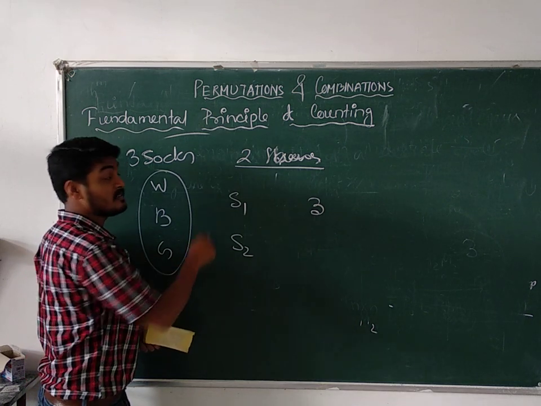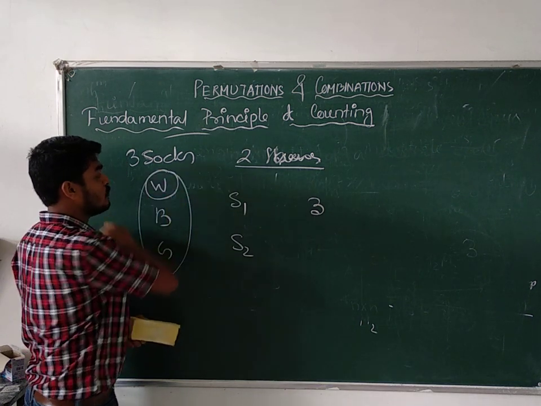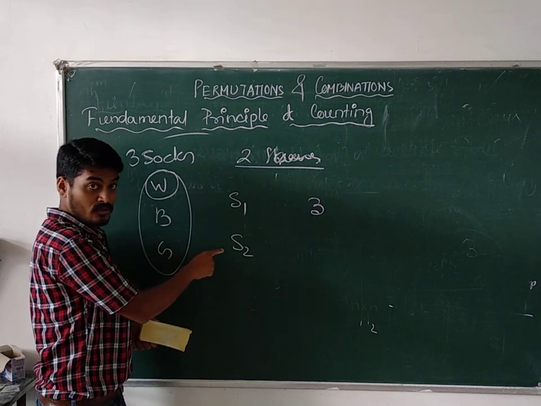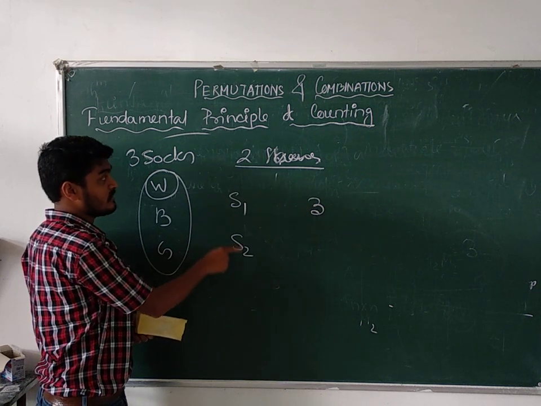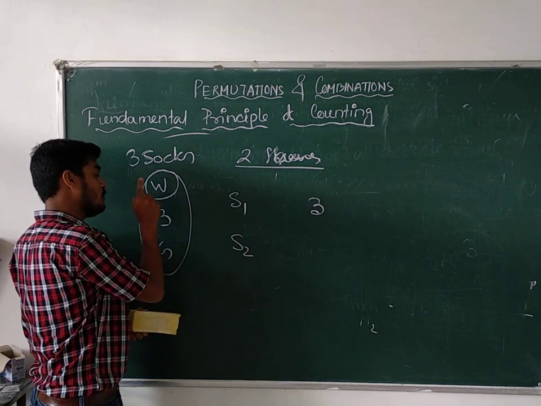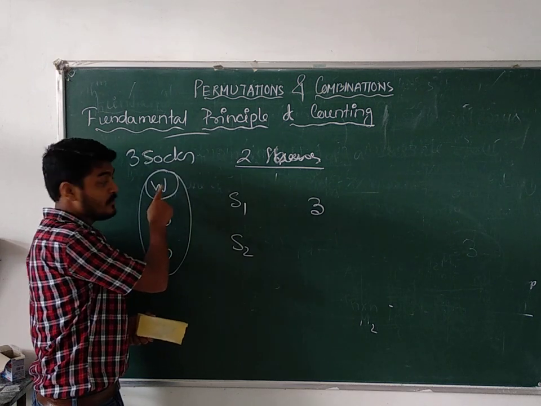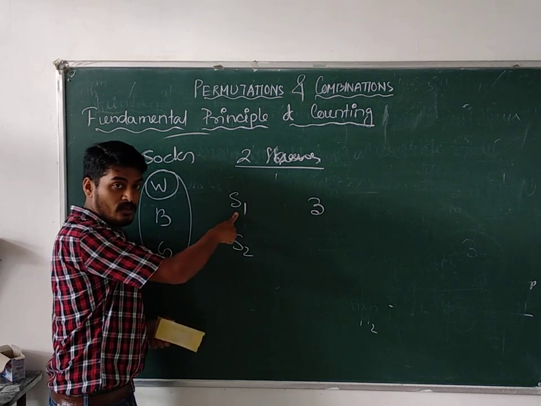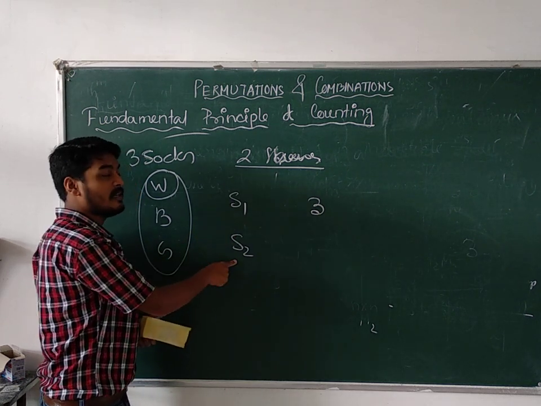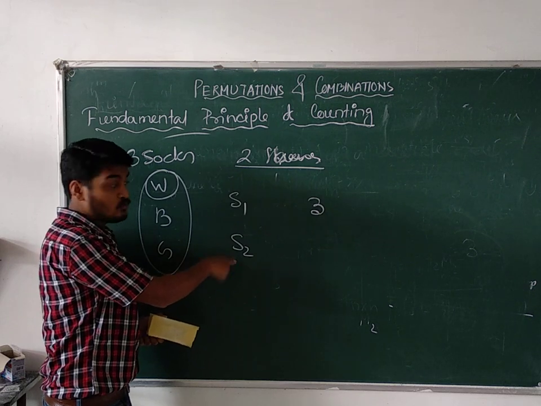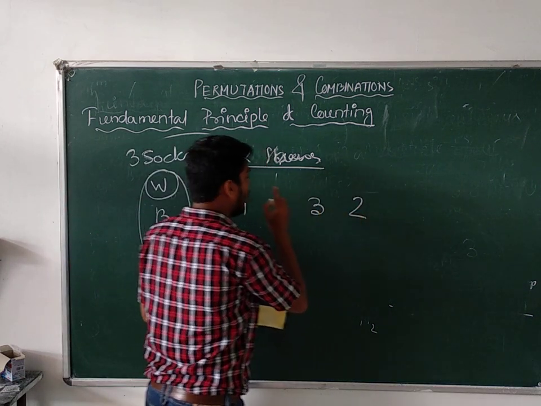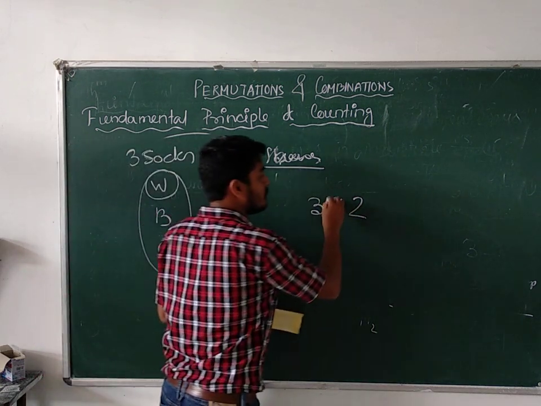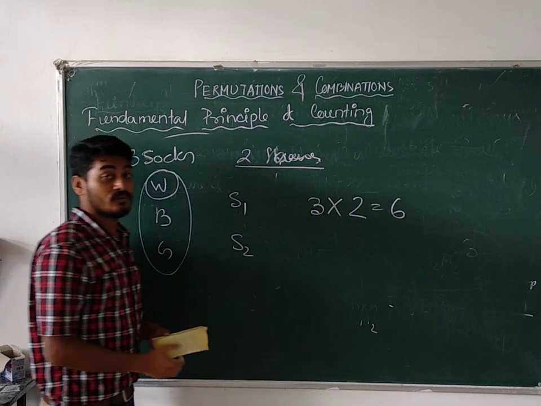After wearing a sock, you have to wear a shoe. So how many different ways? Suppose you have worn a sock of white color. After that, you have to select any one of these 2 shoes. That means either you can select shoe 1 or shoe 2. That means 2 different possibilities are there. As wearing a shoe is totally dependent upon wearing a sock, that's why you have to give the multiplication sign. So the total number of ways will be 6.